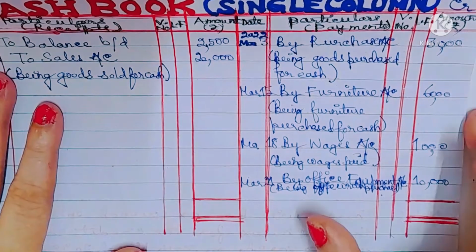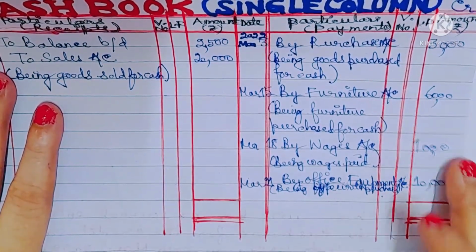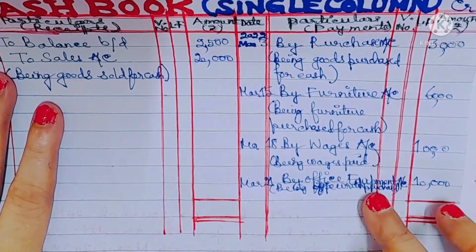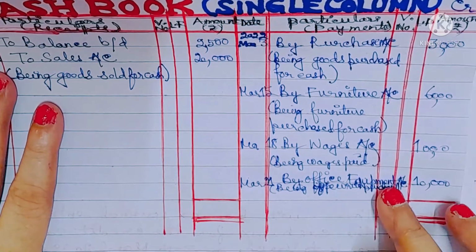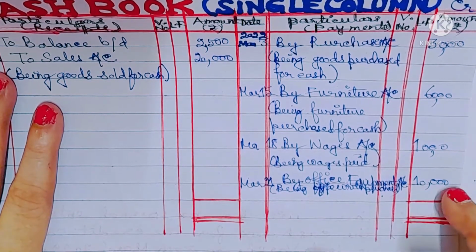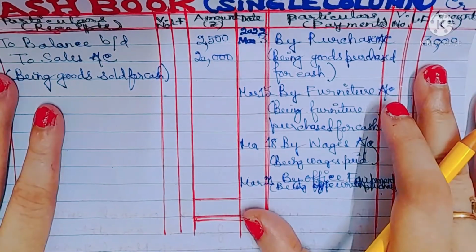Okay. Moreover, cash book comes under real account. So what goes out is credit. Here, when Ma purchased office equipment, cash goes out from the business. So 10,000 will be credited. Understood? Let's see the next transaction.